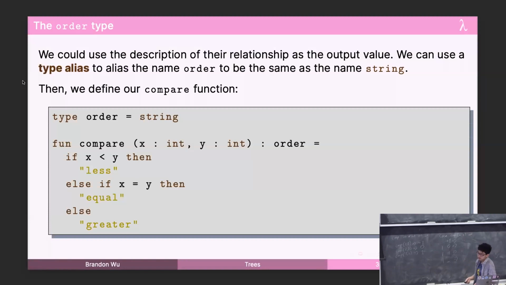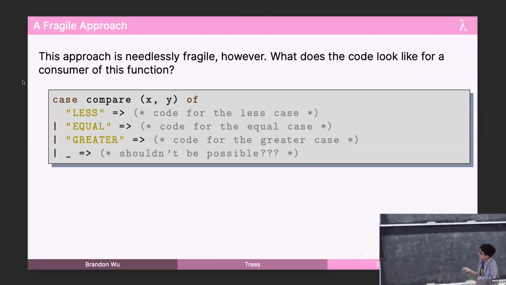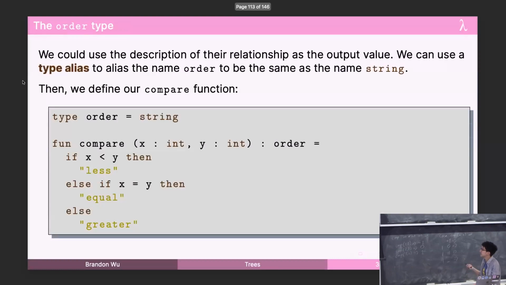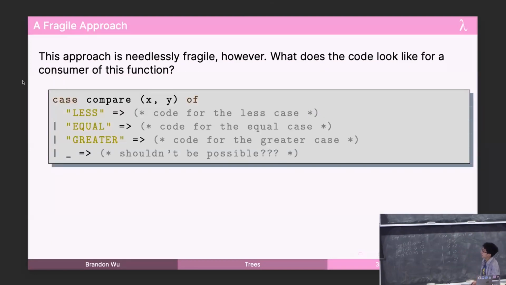That's all it does. Well, what does it look like for a consumer of this data now? It looks like this. Case compare x, y of, and now I handle the string less, the string equal, and the string greater, but it's still possible for me to mess up because there's another non-exhaustive check here. I have to add an explicit case for all the strings I didn't handle. So it's the same. I haven't improved my situation. Now there are infinitely many strings as opposed to infinitely many ints that I'm not handling. So this shouldn't be possible.